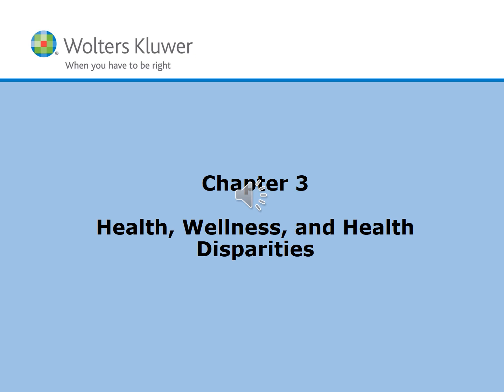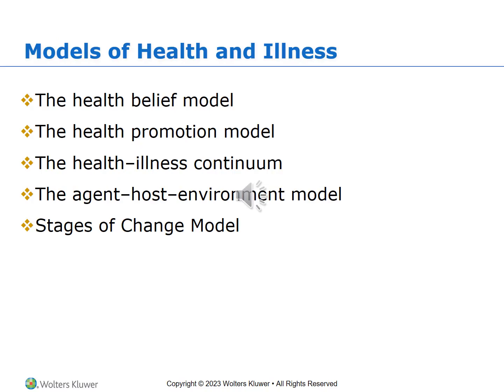Chapter 3, Part 3, Health, Wellness, and Health Disparities. On page 70 through page 73, at the top of 73, it talks about the various health models. So, health models of health promotion and illness prevention.